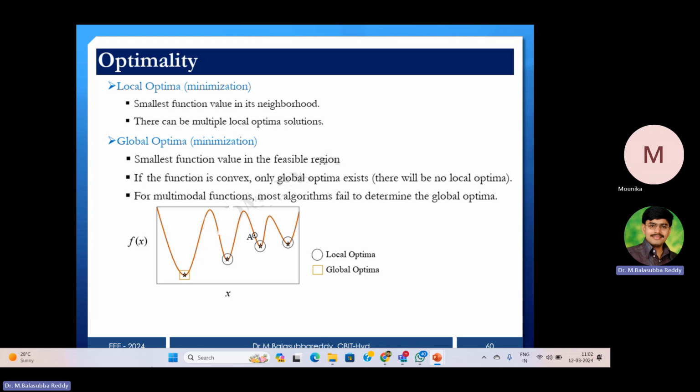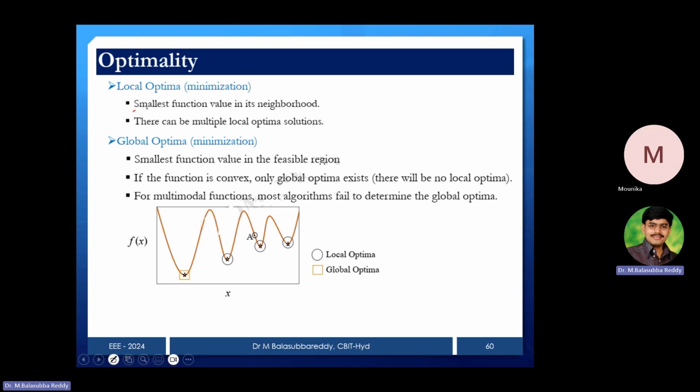Local optima in minimization: you can see the smallest function value in the neighborhood, that we call a local optima. There can be multiple local optima also, because many smallest values are there. In each case, we will get that. Whereas global optima is the smallest function value in the feasible region, meaning the final optimal value.